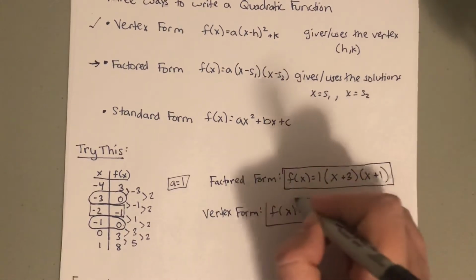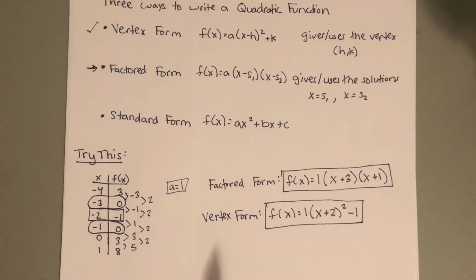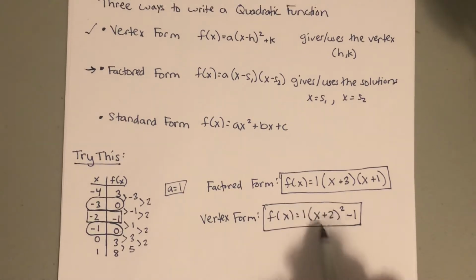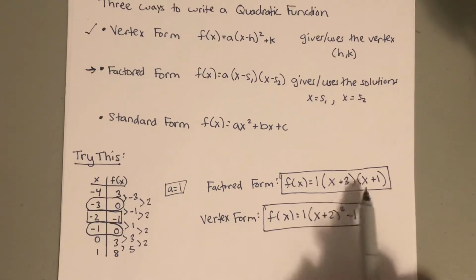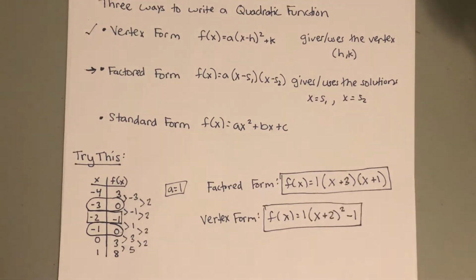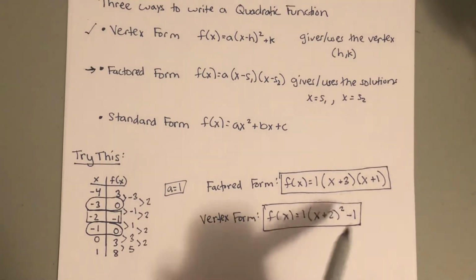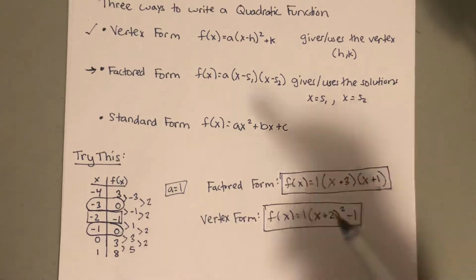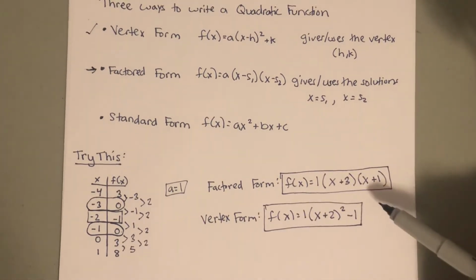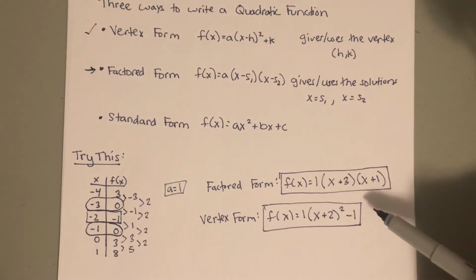These two equations are the same. If you multiply this out and you multiply that out, no matter what, you're going to end up with the same equation. If you graphed these two, you'd get the same graph. These two equations are equivalent, even though they look different, and that's okay.